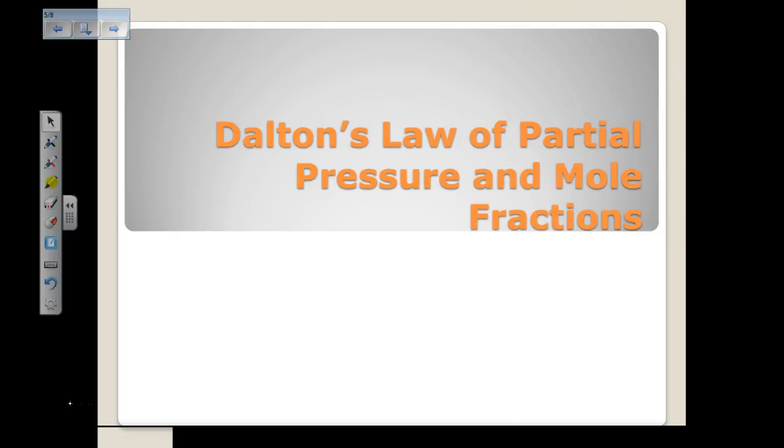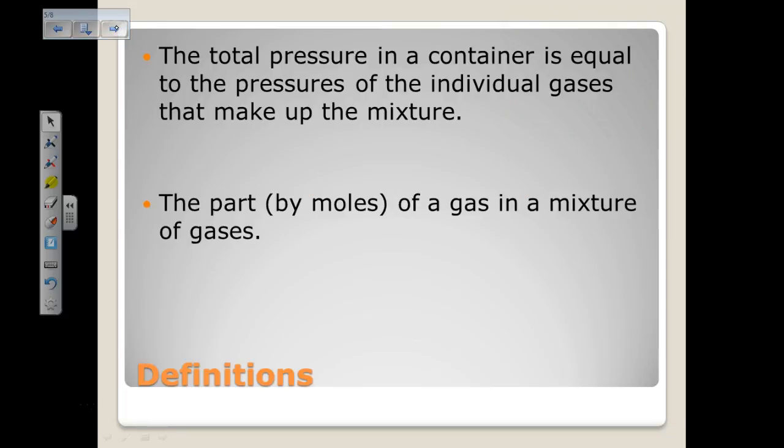Hey everybody, typically I wouldn't combine two concepts here, but these two concepts are really related to each other. There's Dalton's law of partial pressure, and then there's the concept of a mole fraction. Okay, so let's get started here. We have Dalton's law of partial pressure here.